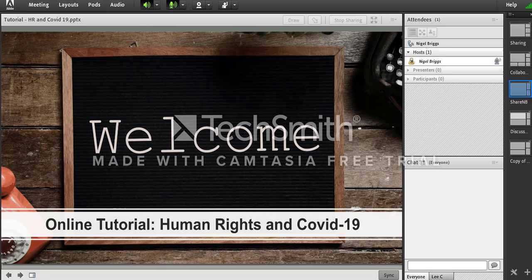So welcome back to the session on human rights. In this session, we're going to be taking a more practical look at some of the human rights that we looked at last time. In particular, we're going to be seeing how these have been impacted by the coronavirus issue that is current at the moment.